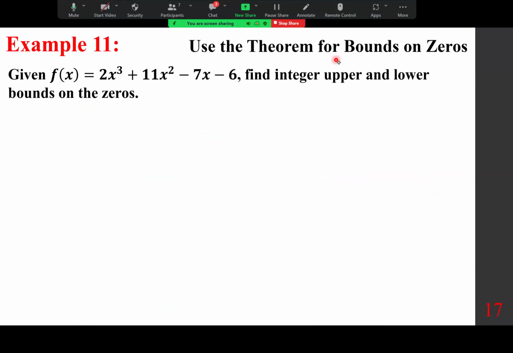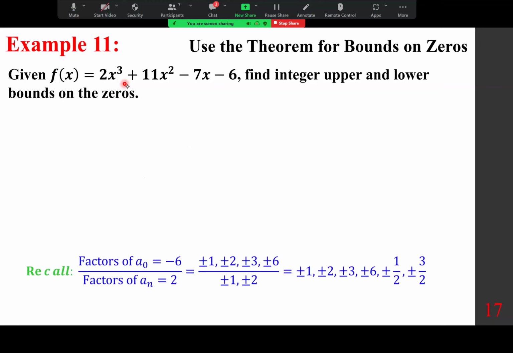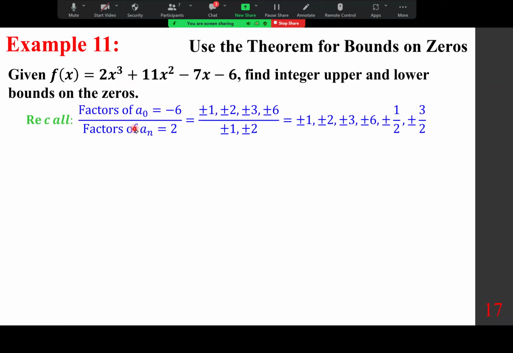Use the theorem for bounds of zeros. Example 11, given f of x equals 2x cubed plus 11x squared minus 7x minus 6. Find integer upper and lower bounds on the zeros. And we remember the rational zero theorem. We did this. This is the previous example. We are repeating this from the previous page.